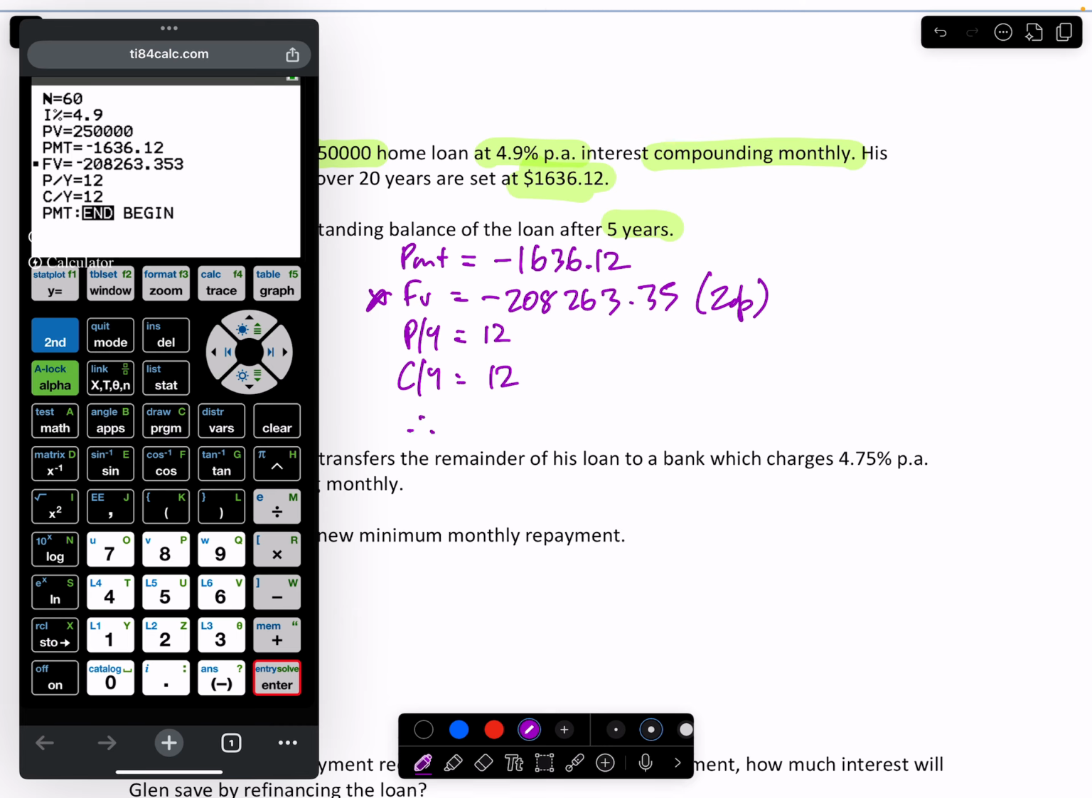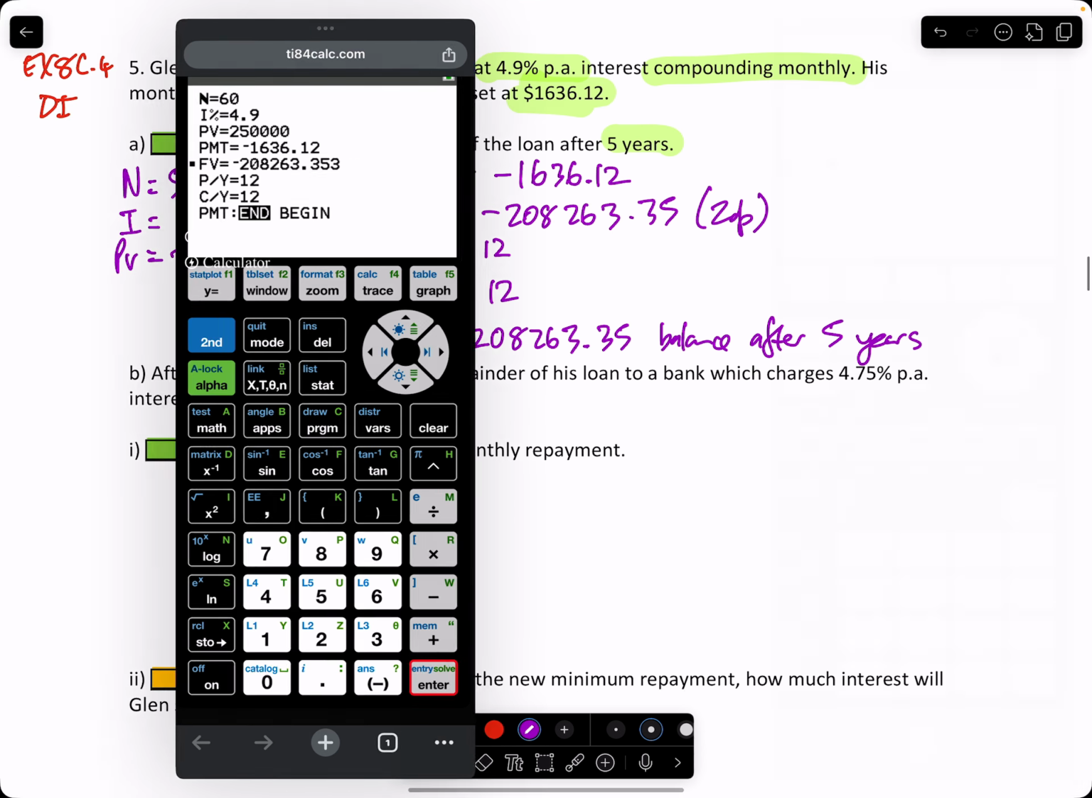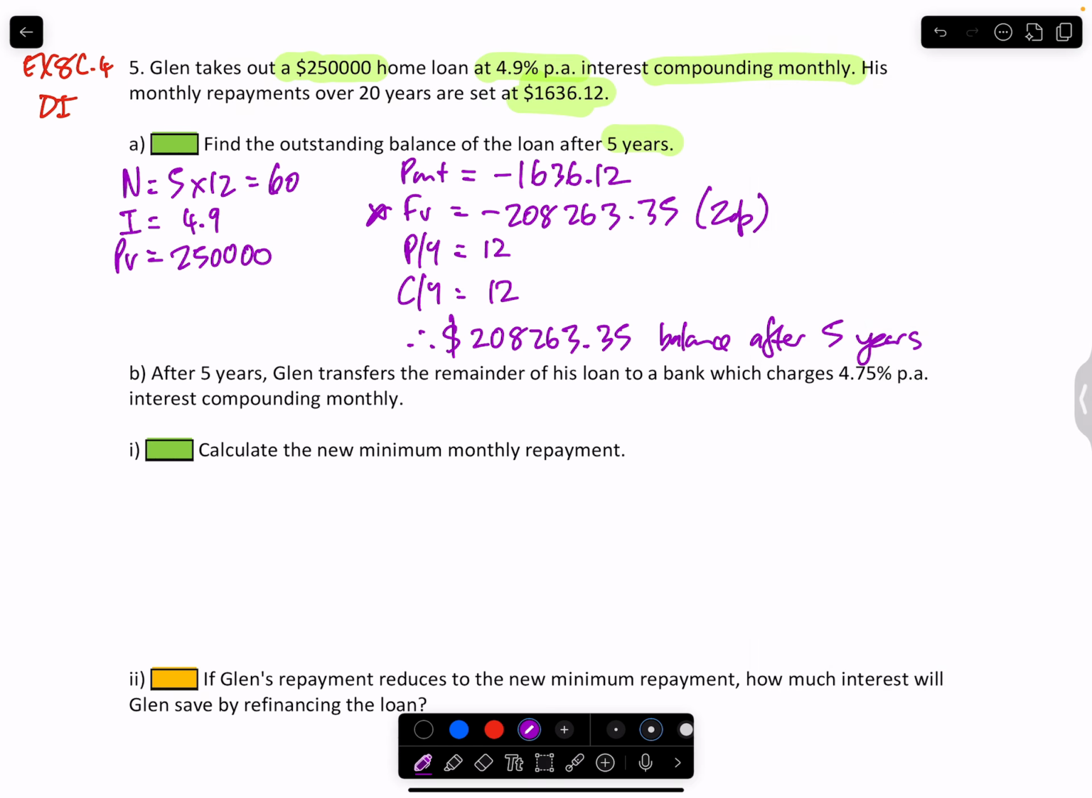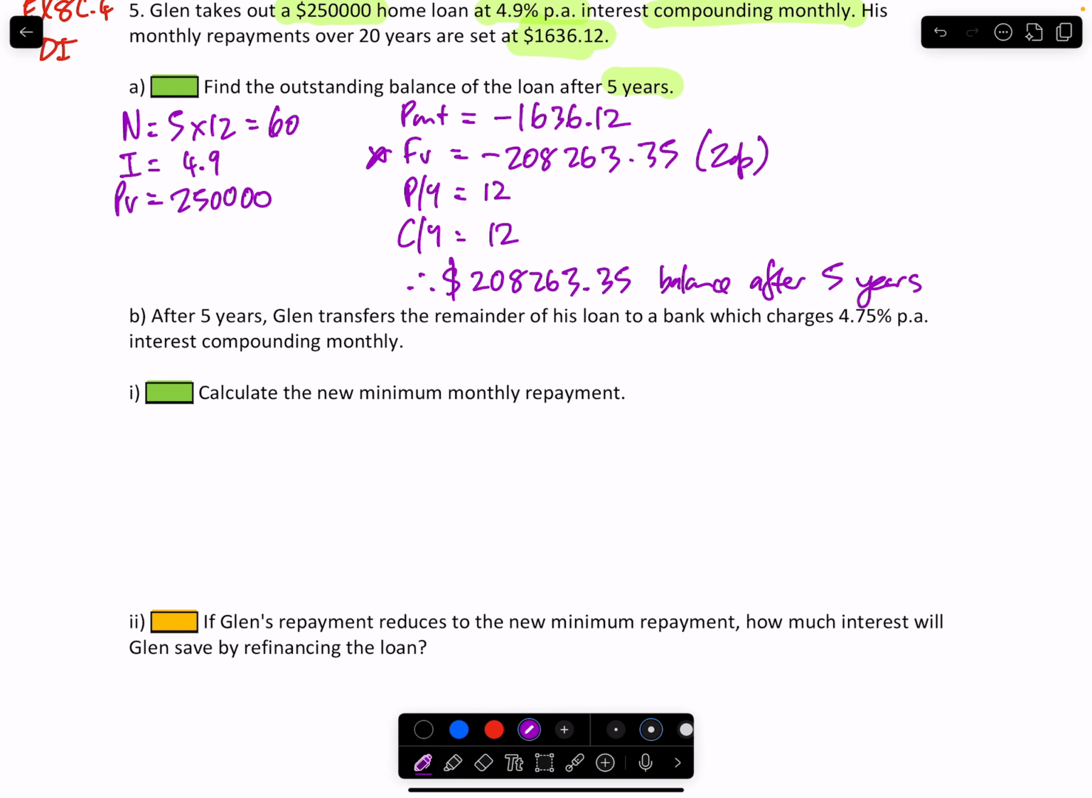Therefore, $208,263.35 balance after 5 years. To answer the question with a question statement. After 5 years, Glenn transfers the remainder of the loan to a bank which charges 4.75%, so a lower rate. He's refinancing. Calculate the new minimum monthly repayment.